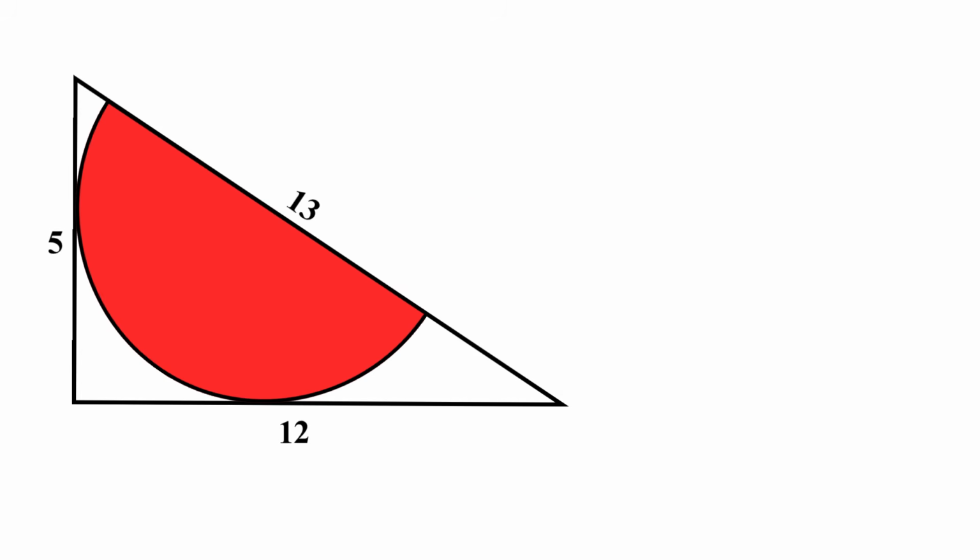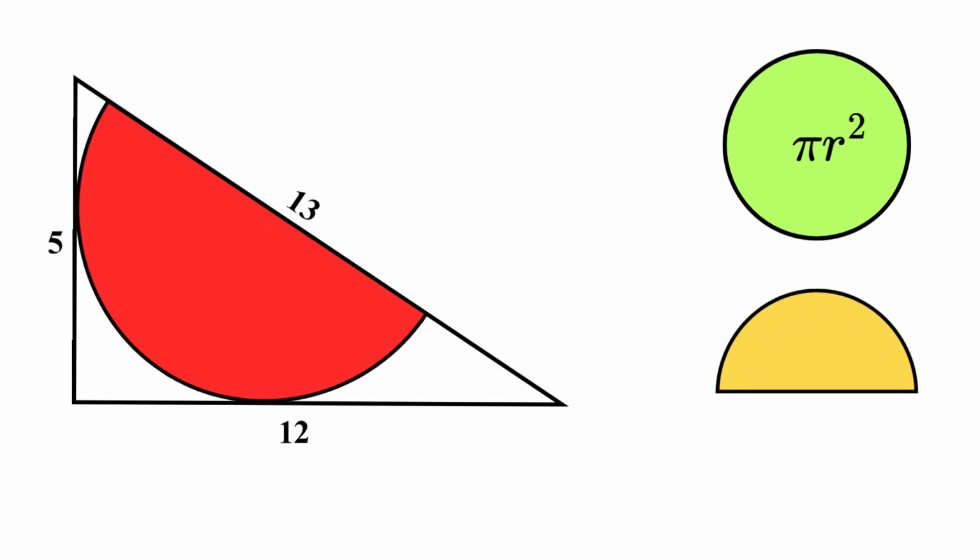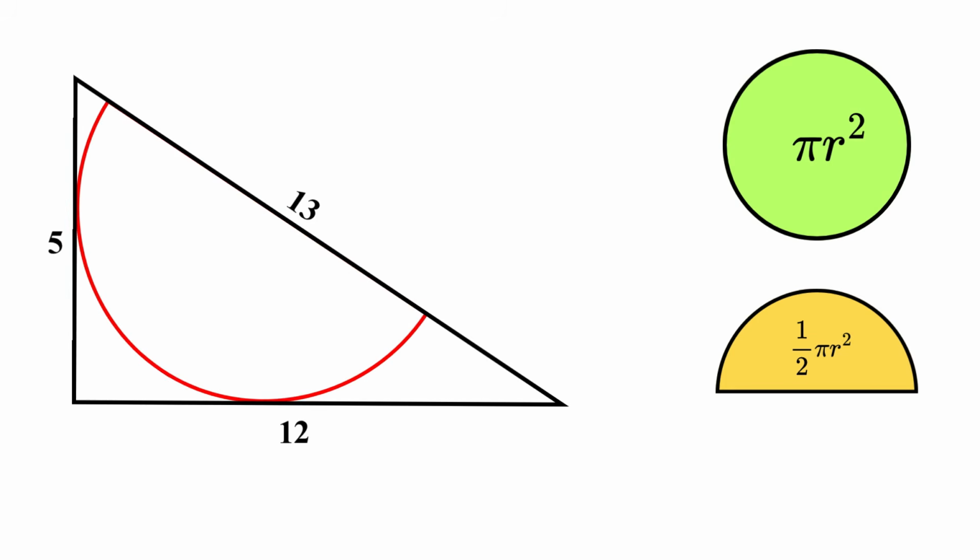We know that the area of a full circle is pi times r squared, where r is the radius. But here, we only have a semicircle, which is just half of a circle. So we take half of that formula, giving us 1/2 times pi times r squared. To find the area of the semicircle, we need the radius, r. But here, the radius is not given directly, so let us find it using some geometry trick.